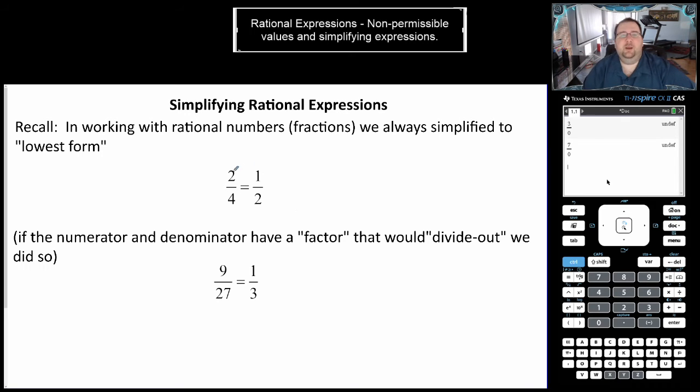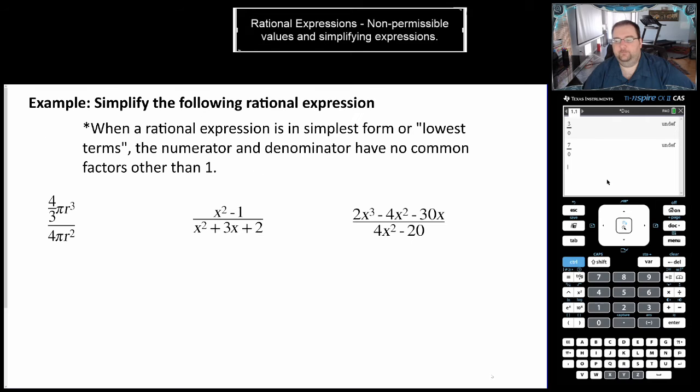Let's also remember that we can simplify, right? 2/4 is the same as 1/2 and 9/27 is the same as 1/3. If you can simplify, reducing or dividing out numbers or going into the lowest form, you always want to do that. All right, let's do some practices here. For those of you that have your pre-calc workbooks, these are from your pre-calc workbooks.